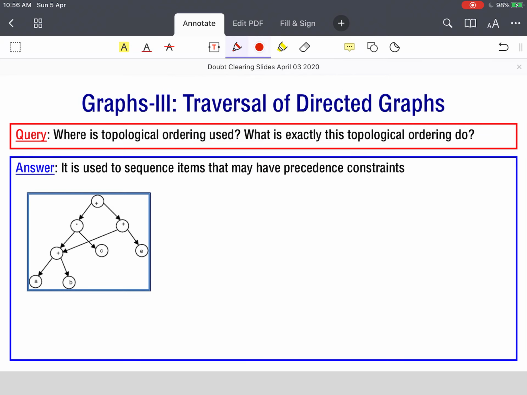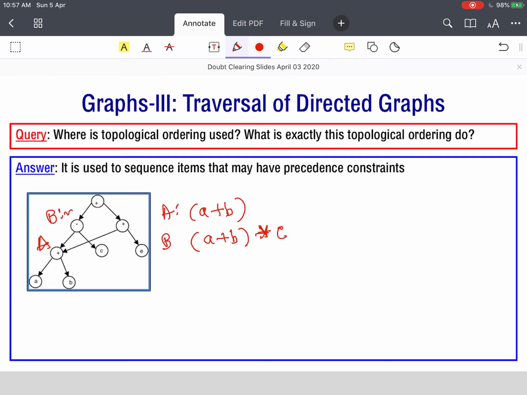We next come to topological ordering. So here is an example, and the question was, where is topological ordering used? As we had mentioned, this is about an evaluation of an expression. At this node, we are evaluating the expression a plus b. At this node, we are evaluating the expression a plus b, which is the outcome of this, into c.